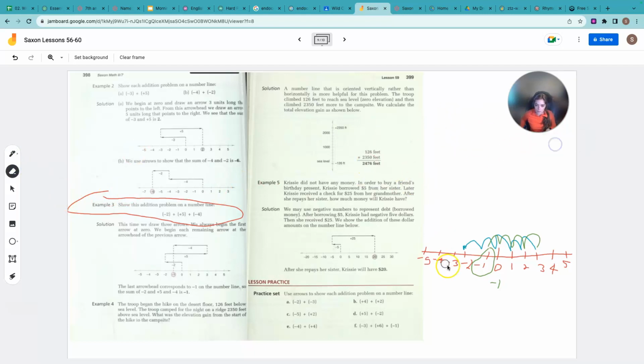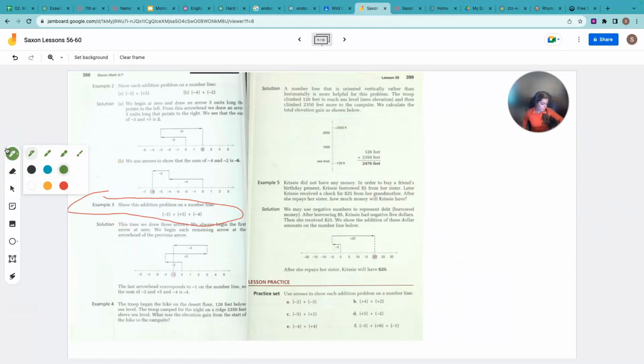So, without further ado, let's look at the lesson practice. I would like you to complete A, D, and F. So A, D, F. Yes, you will need to use arrows or number lines to help you solve these problems. One, it's going to be a whole lot less confusing if you do that. And two, it's good practice. So go ahead and pause this video, complete A, D, and F, come back, check your answers, see how you did. Alright, let's check your answers.